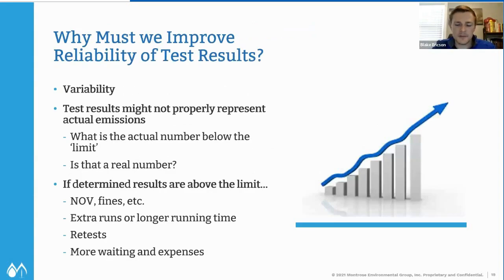And it goes into why we need to improve the reliability of the test results. It's because traditionally there's a lot of variability. We want to be like that trend line, right? And keep progressing, keep pushing the arrow higher. What we've seen in the past is that the actual results might not properly represent the true emissions. If you get a detection limit, what is it below a detection limit? How do we know that number is real?